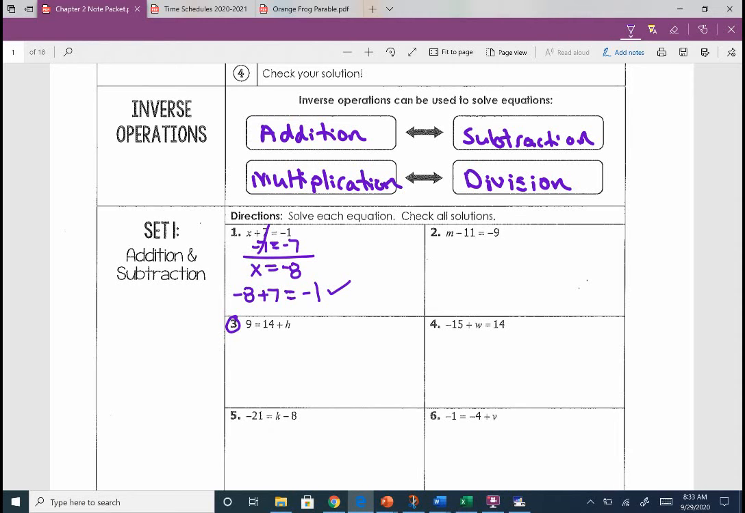But here's what we have to ask ourselves. To get h alone, I have a positive 14. How am I going to get h alone? How am I going to take that positive 14 and move it to the other side? What's going to be the inverse of positive? Negative. Or in other words, subtraction. So we're going to subtract 14. It's just like the other ones, though.